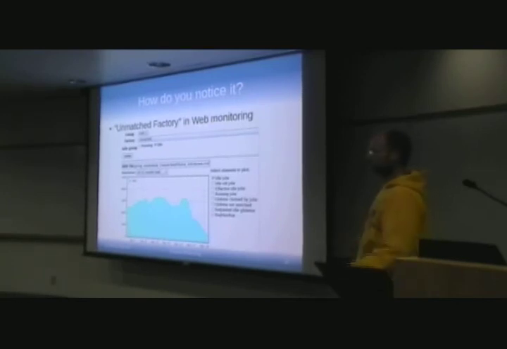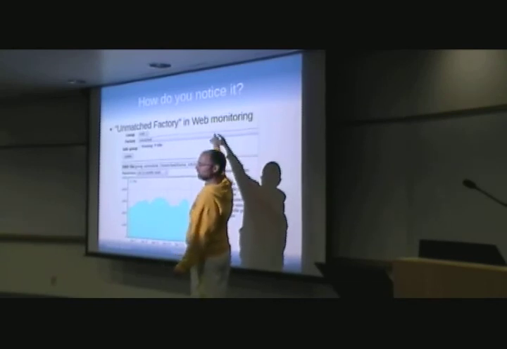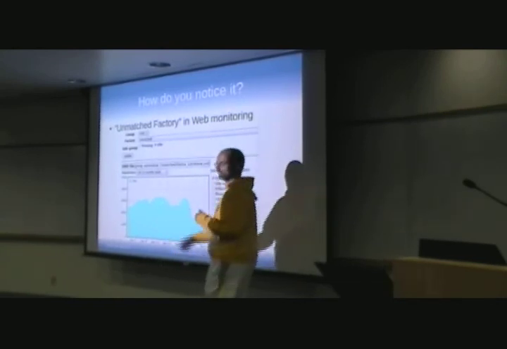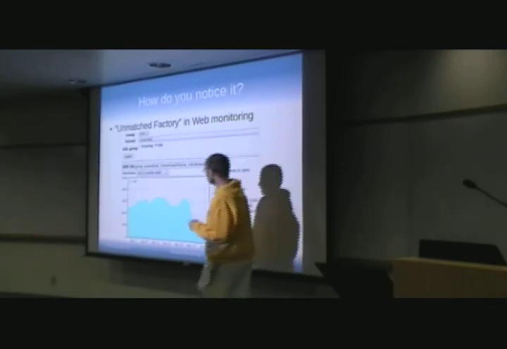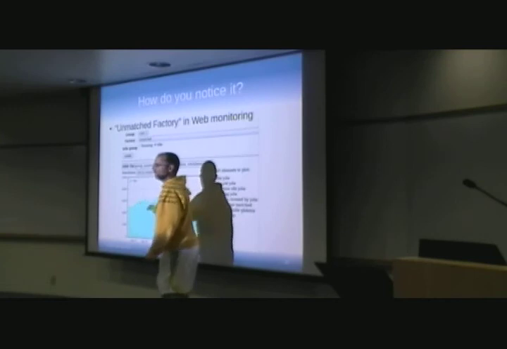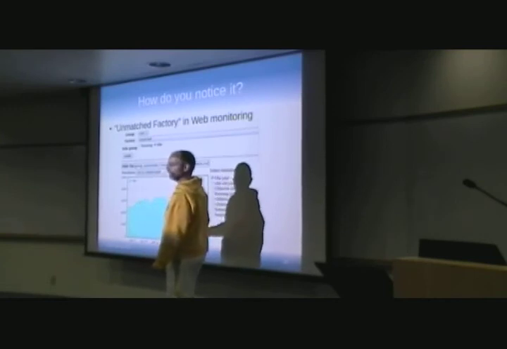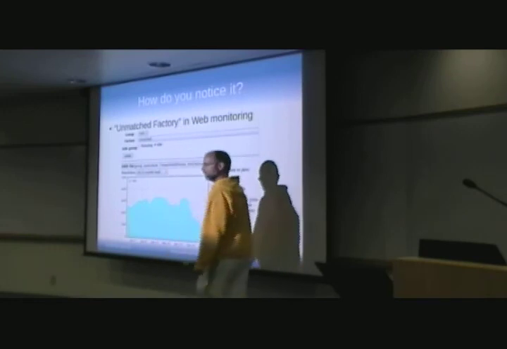How do you notice that you have some problems? Well, you have a nice unmatched factory in the monitoring, or look in the logs and see what they are. This should be close to 0, unless you know that somebody is playing around and has a bunch of jobs that will never start for whatever reason.